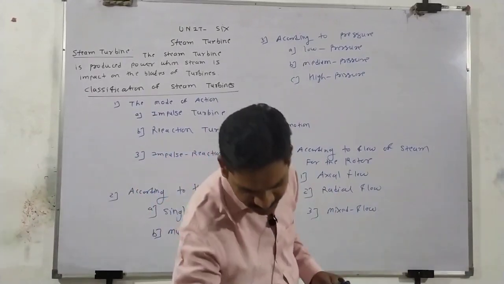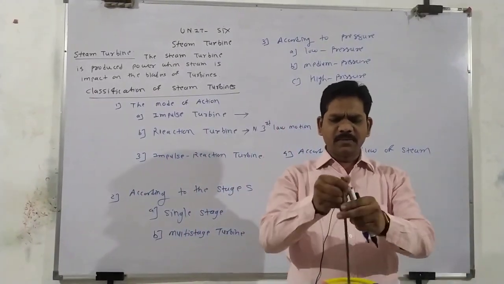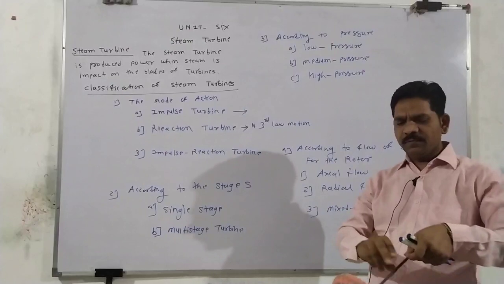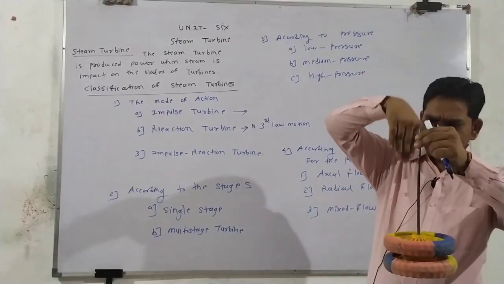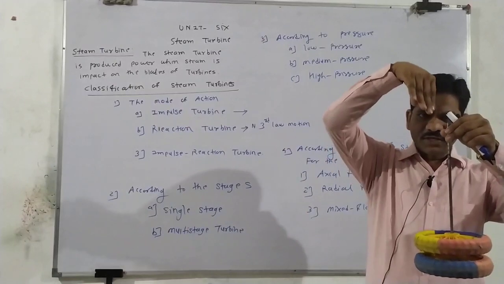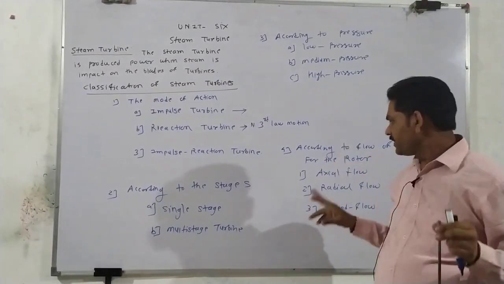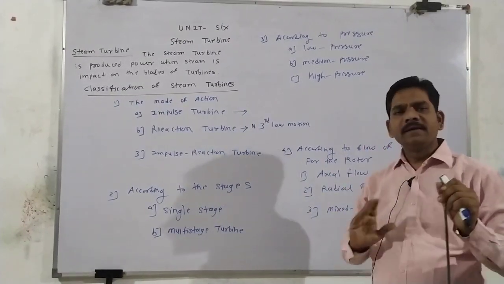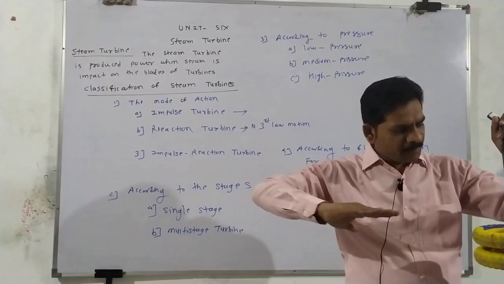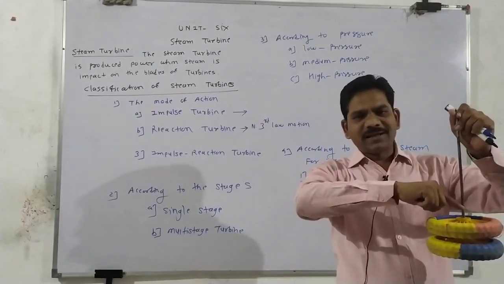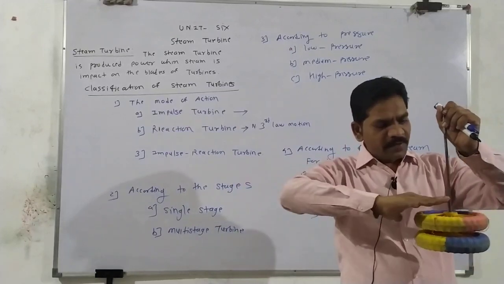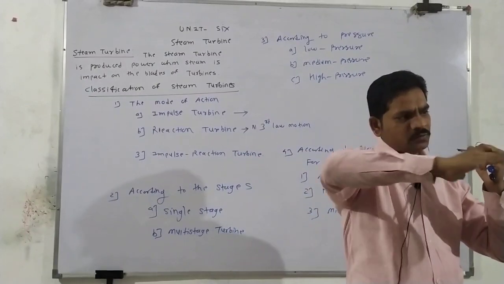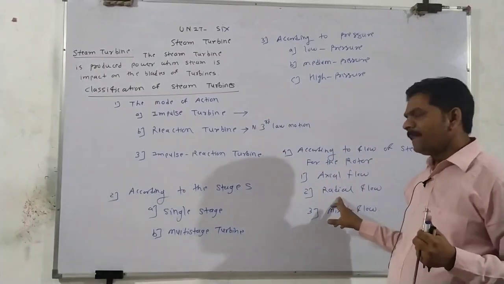In axial flow, suppose this is the axis of a turbine. In axial flow, the steam flow is parallel to the axis of the steam turbine; that is called axial flow. In radial flow, the steam flow is perpendicular to the axis of the turbine; that is called radial flow.